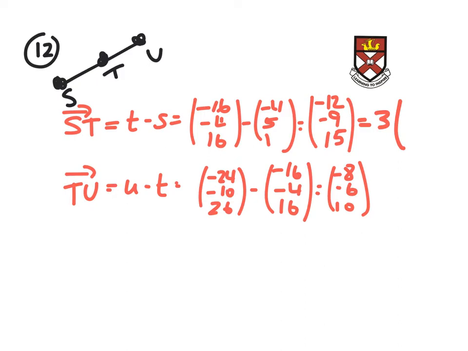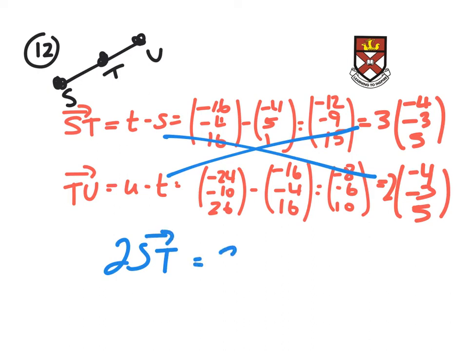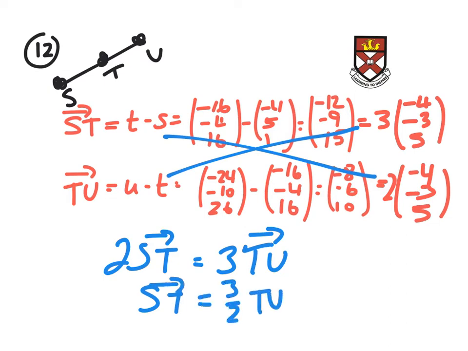Right, so take 3 out as a factor, then I've got negative 4, negative 3, and 5. If I take 2 out as a factor here, then I've got negative 4, negative 3, 5. Okay, remember when it comes to doing the ratio, we do cross multiplying. So it means 2 s to t is 3 t to u, or take the 2 over, s to t is 3 over 2 t to u. So that means the ratio is 3 to 2.